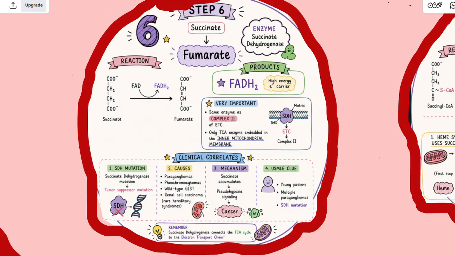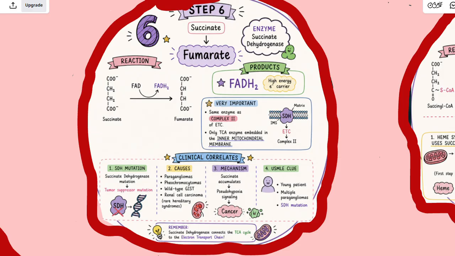A unique fact to mention here is that the succinate dehydrogenase is the same enzyme that is being used in complex 2 of the electron transport chain that we will do after completing the Krebs cycle. So remember that the succinate dehydrogenase enzyme is common to the TCA cycle and the electron transport chain. And this is the only TCA enzyme that is embedded in the inner mitochondrial membrane. The electron transport chain entirely happens in the inner mitochondrial membrane, right? So this is the only enzyme of the TCA cycle embedded in the inner mitochondrial membrane.